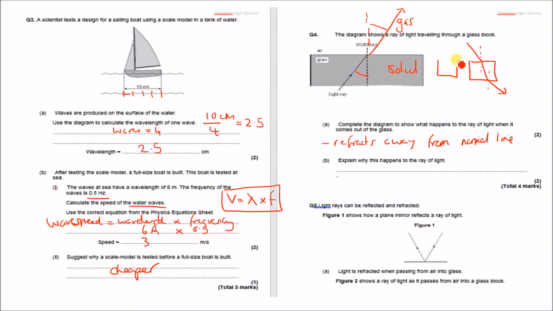Remember, any light that passes straight through, that follows the normal line, will not refract, because the whole wave will change speed at the same time. So it will all slow down and then it will all speed up again.